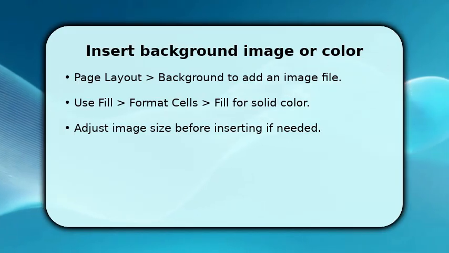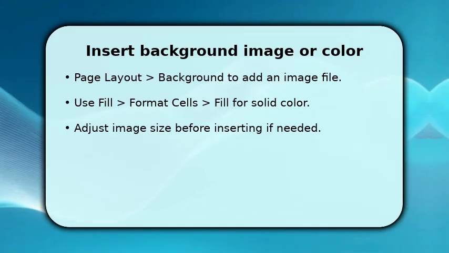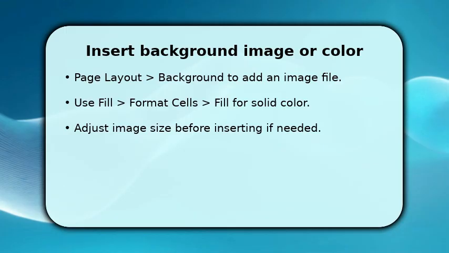Click Page Layout, then Background to insert an image file from your computer or OneDrive. If you prefer a solid color, select the cell range, right-click, choose Format Cells, open the Fill tab, and pick your color. This applies directly to cells rather than the sheet background.